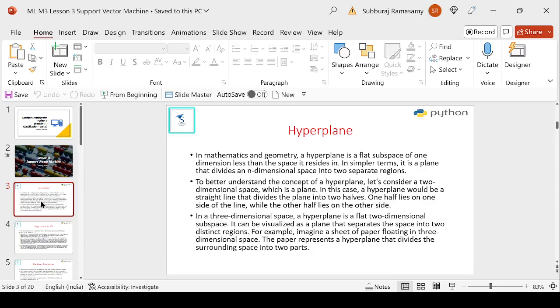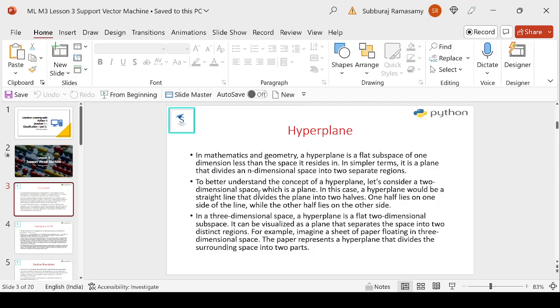When it comes to support vector machine, you should know what a hyperplane is. A hyperplane is a flat subspace of one dimension less than the space it resides in. For instance, if it is residing in 3-dimensional space, then the hyperplane will be 2-dimensional. If it is residing in 2-dimensional space, then the hyperplane will be 1-dimensional. And the hyperplane is a plane that divides the n-dimensional space into two separate regions.